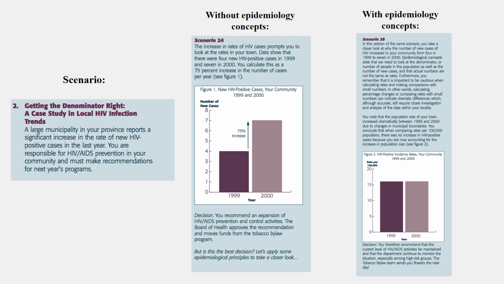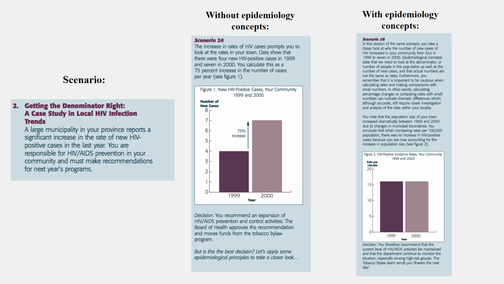Essentially, you're responsible for HIV/AIDS prevention in your community, and you need to make recommendations for the next year's program. So without epidemiology, you conclude that due to the 75% increase in AIDS cases in your community, there needs to be an increase in funding for prevention and control activities. This essentially decreases funding for other programs, such as the tobacco bylaw program. So what you've done is moved funding, but was that the right choice?